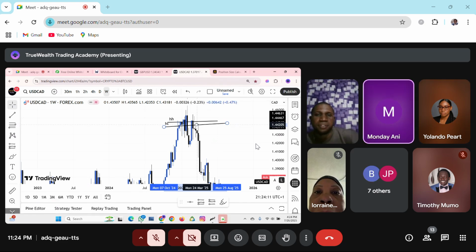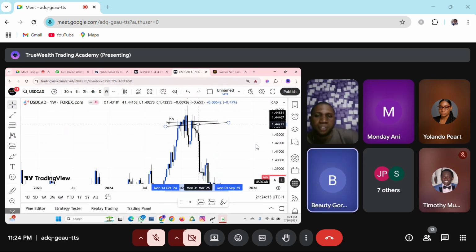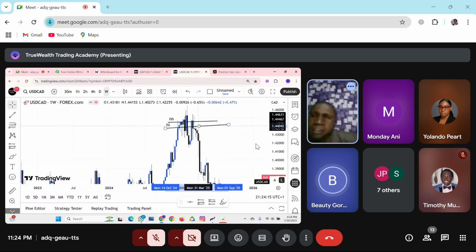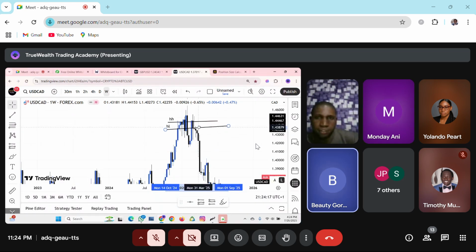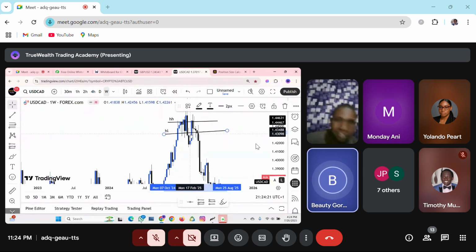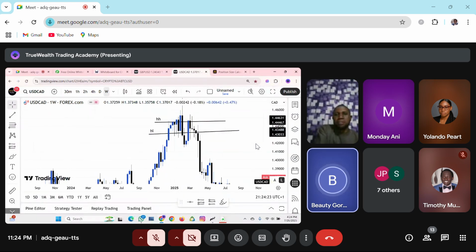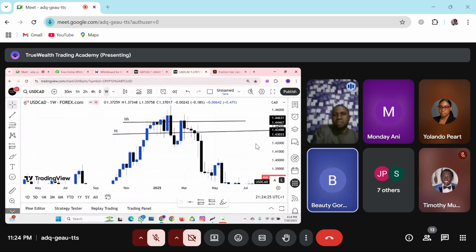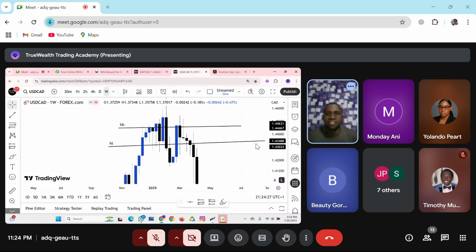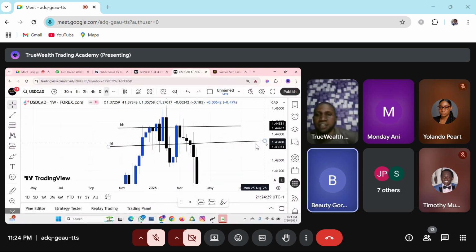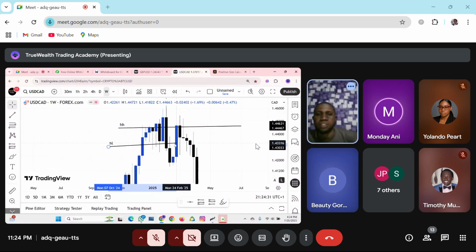Can you possibly expand it, please? What did you say? So you can see the candles very well. Can you increase the candles so that we can see? Can you see now? Yes, fine. All right. Let me make it smaller.